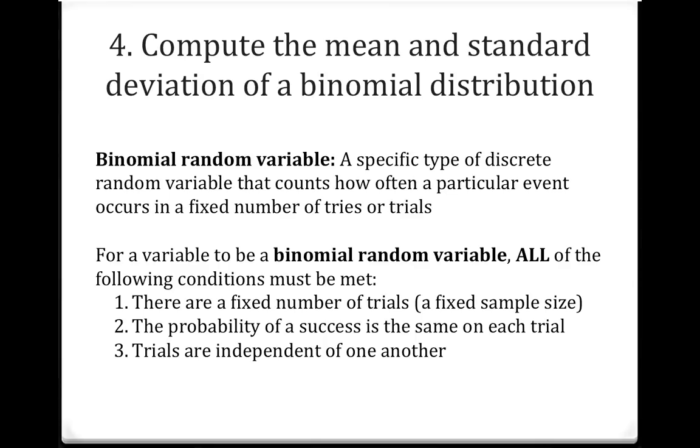For a variable to be a binomial random variable, all of the following conditions must be met. There are a fixed number of trials, in other words, a fixed sample size. The probability of a success is the same on each trial, and the trials are independent of one another.